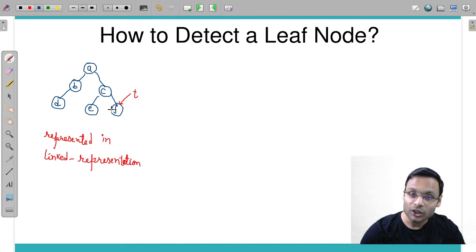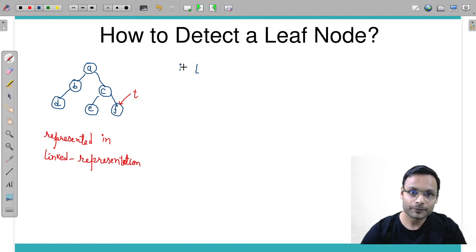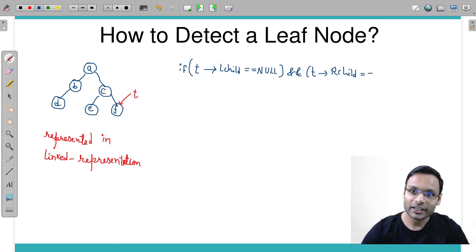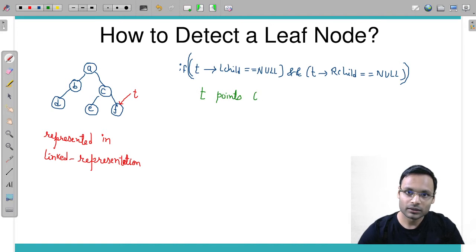If T is pointing to a node and that node is a leaf node, I have to check if T's left child pointer is equal to null, and its right child pointer is also equal to null. If that is the case, then I can say that T is pointing to a node which is a leaf node. So I can say T points to a leaf node.